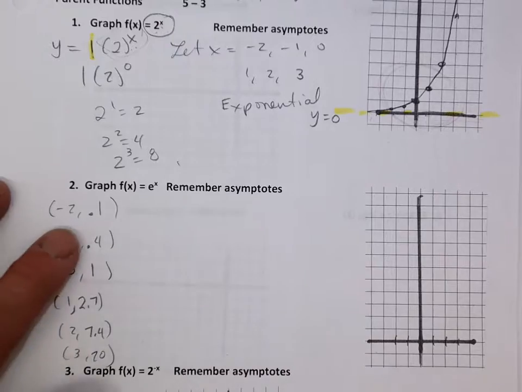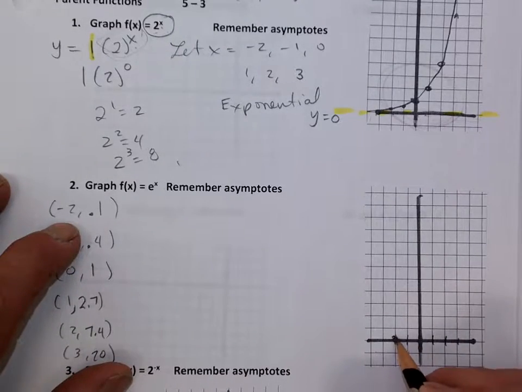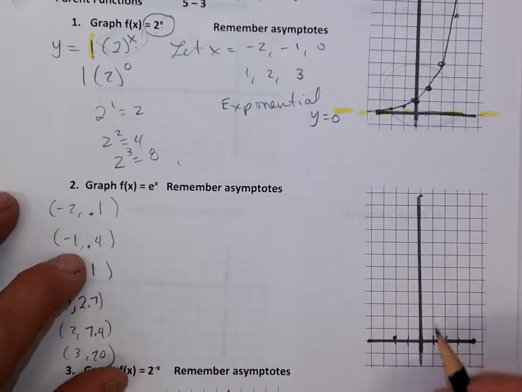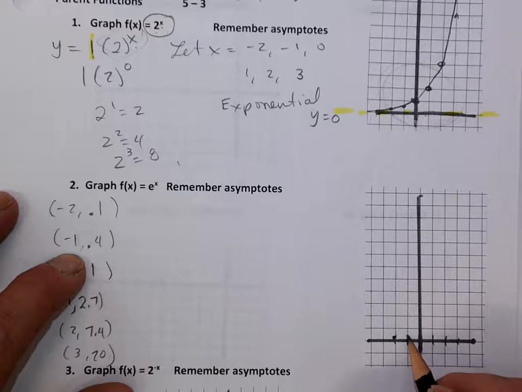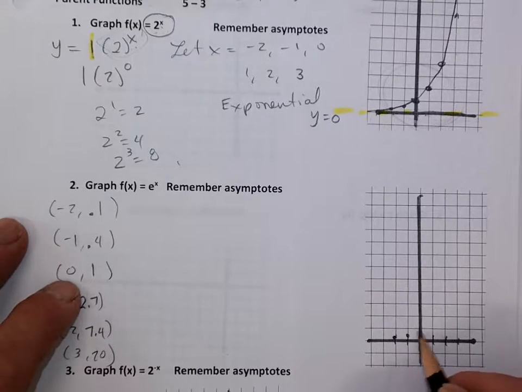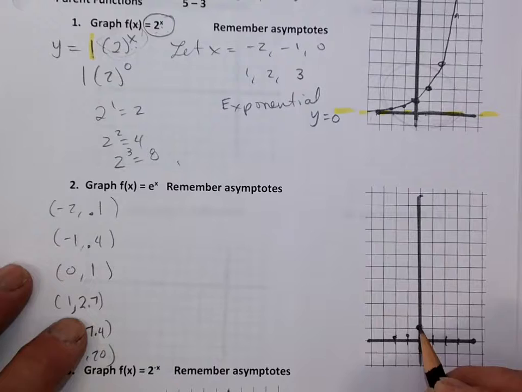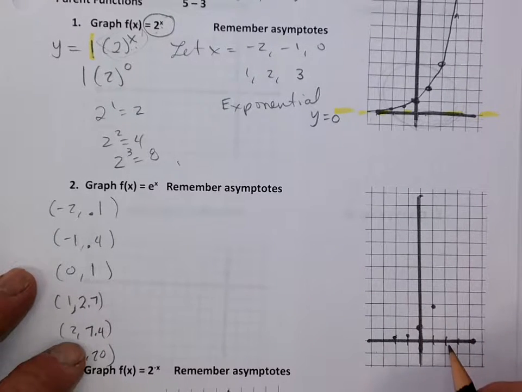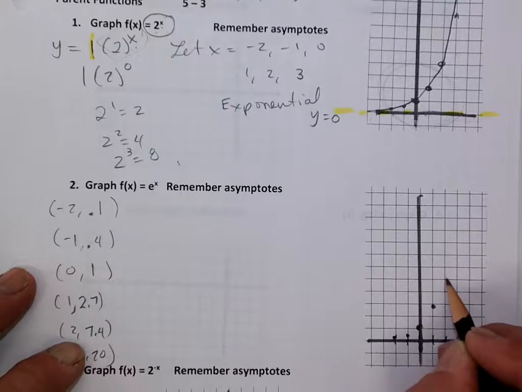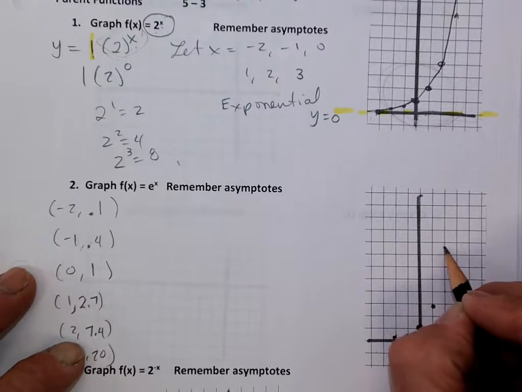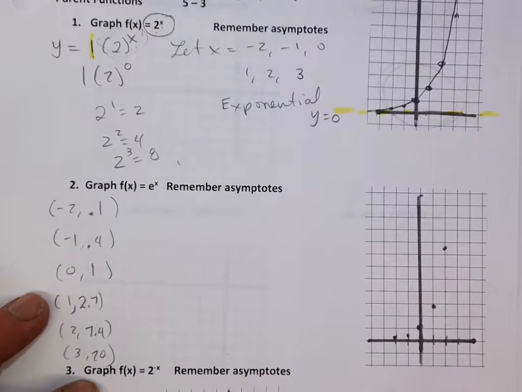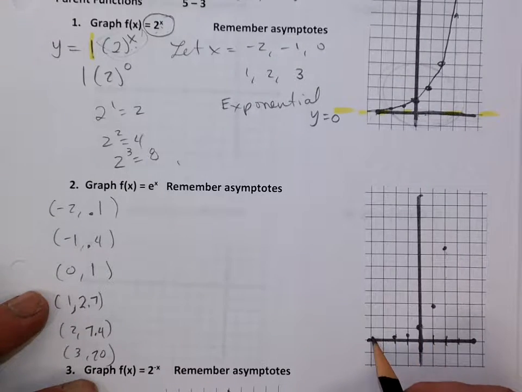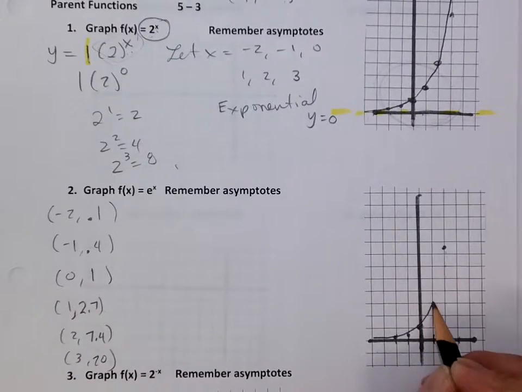So -2 and 0.1, you can barely see it at all, right? Negative 1 and 0.4, again, you can barely see it. Super small, right? 0, 1, I got that one. 1 and 2.7 is about there. 2 and 7.4, 1, 2, 3, 4, 5, 6, 7.4 is there. And 20 is off my graph, right? So it looks almost the same, pretty close to the same.